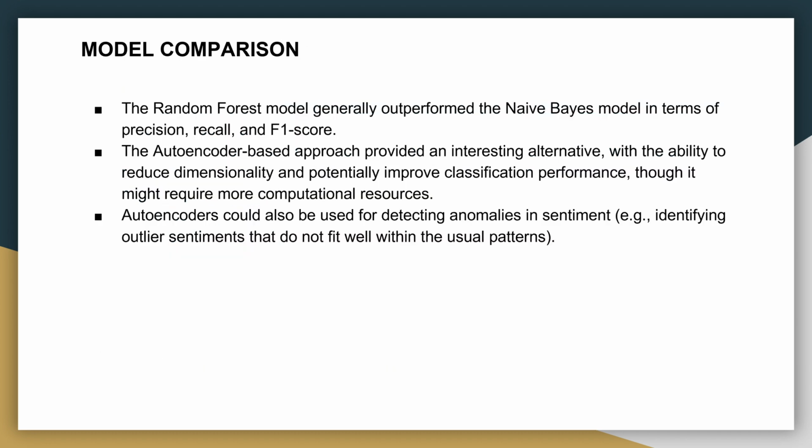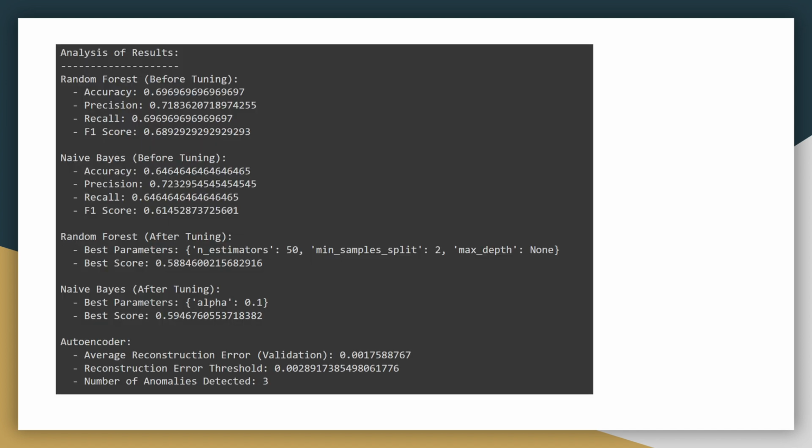For the model comparison, the random forest generally outperformed the naive Bayes model in terms of precision, recall, and F1 score, making it the best choice for the sentiment classification task. The autoencoder-based approach provided an interesting alternative by compressing the data into a lower dimensional space, which not only reduced the computational complexity but also offered the ability to detect anomalies in sentiment. However, the autoencoder approach might require more computational resources and tuning for optimal performance. This is the analysis of the results of all three models.